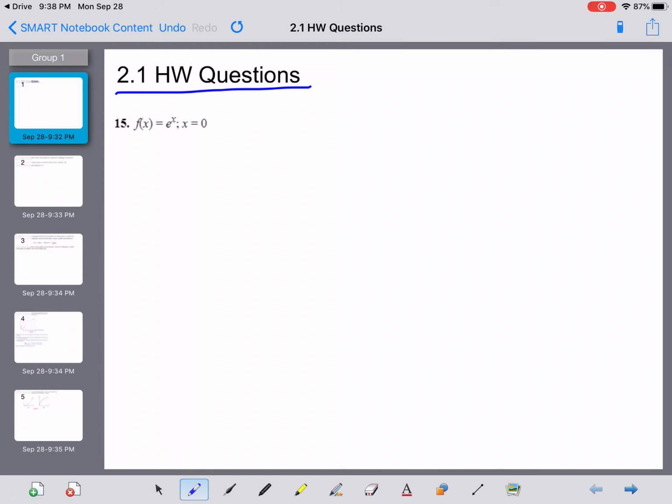So the first one that I was asked about numerically was number 15, which gave you a function, f of x is equal to e to the x. And if I remember my directions right, let me go back and look at them again. They were asking us to estimate the instantaneous rate of change at the point that's indicated. So for us here, that would be at x equals 0.